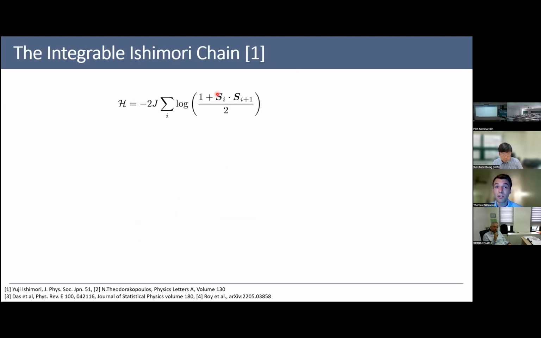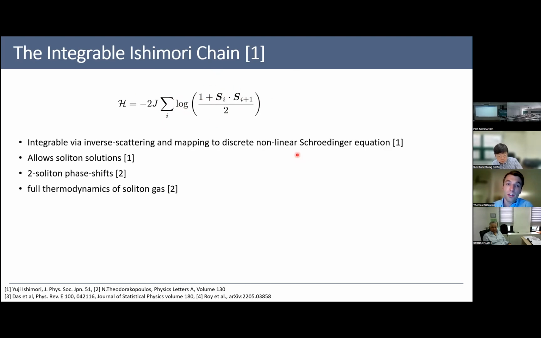However, there is this integrable Ishimori chain. For those who don't know that model, it is very similar to the Heisenberg model. It's again a lattice model of classical spins, length-1 three-dimensional vectors. And instead of s·s, the interaction is now the logarithm of 1 plus s·s. That's the only change. It turns out that Ishimori in the 60s, 70s figured out that this model can be directly mapped to the discrete nonlinear Schrödinger equation, which means it's fully integrable, the same way that the nonlinear Schrödinger equation is. You can write down both the one-soliton solutions and the many-body soliton solutions exactly.